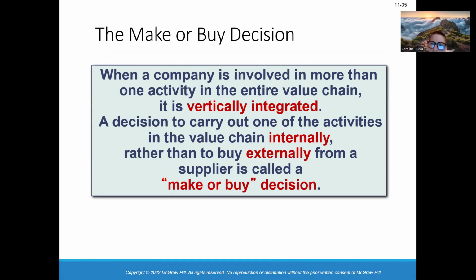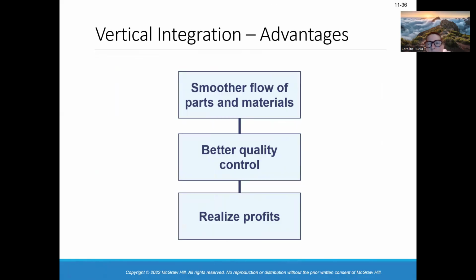Again, the vocabulary for accounting is pretty simple, right? If you're vertically integrated, you do have a smoother flow of parts and materials. You can produce the things that you need as needed. Also, you have more control over the quality of your products. And you get to control all the profits because you're in it from the raw materials all the way to the sale.